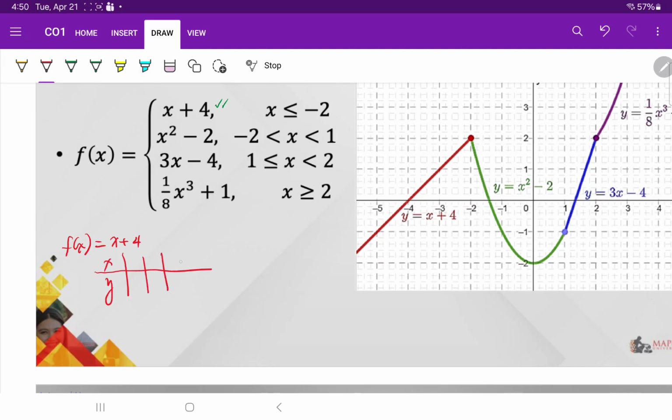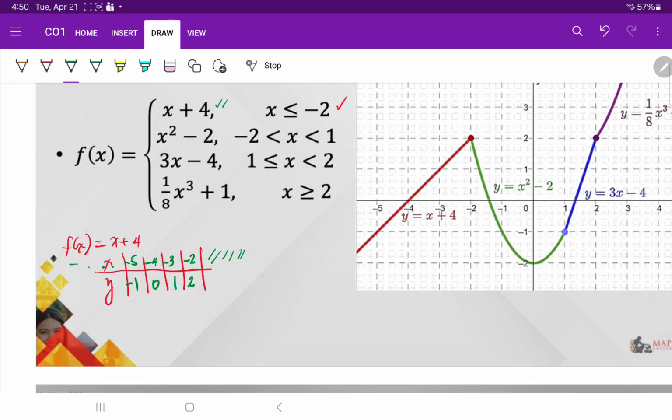And remember, from this given condition, when f of x is x plus 4, that is the region when x is less than or equal to -2. So it means you start here with -2, then -3, -4, and so on. But you don't go beyond this region because it says that it is less than or equal to -2. So when x is -2, what is your y? You have 2. -3, this is 1. -4, this is 0. -5, this is -1.